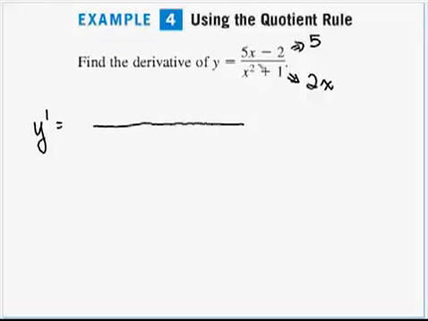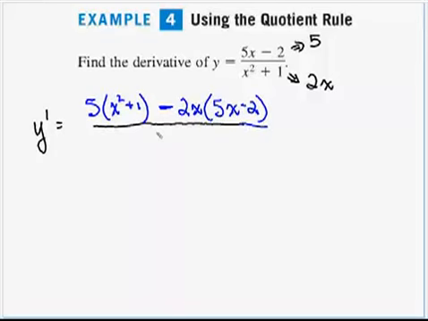Low d high. Low d high. So it's going to be sort of cross multiplying on this diagonal. 5 times the quantity x squared plus 1. So we have low d high minus high d low, sort of cross multiplying on the other diagonal, and I'll put my single term out here. The 2x, I'll make that negative, and the 5x minus 2 in parentheses. So low d high minus high d low over low low, the denominator squared. X squared plus 1 quantity squared.